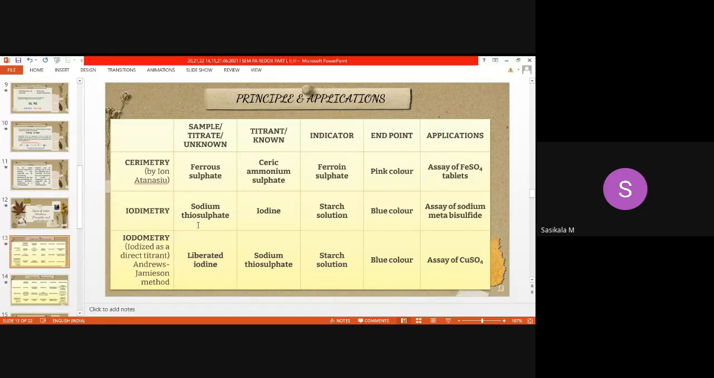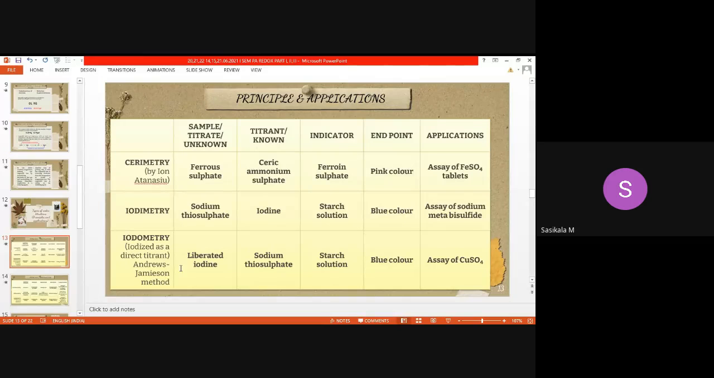The liberated iodine is the oxidizing agent. When it is titrated with a known concentration of a reducing agent like sodium thiosulfate, this technique is called iodometry. Here the liberated iodine is used for titration, and this iodine is acting as the titrate, and the titrant is sodium thiosulfate. Known concentration, this is unknown concentration.